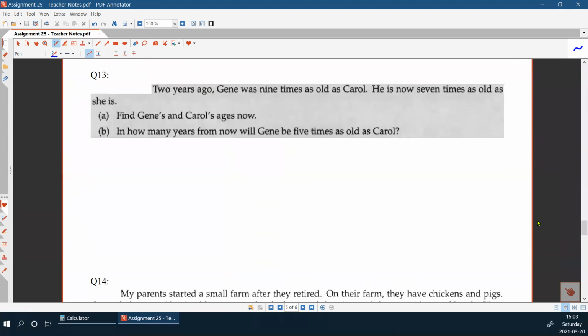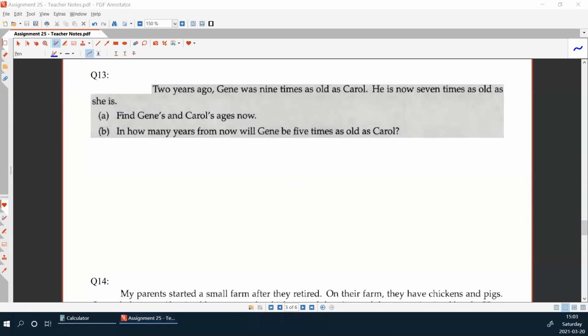2 years ago, Jean was 9 times as old as Carol. He's now 7 times as old as she is. Question A, find Jean's and Carol's ages now. B, in how many years from now will Jean be 5 times as old as Carol?